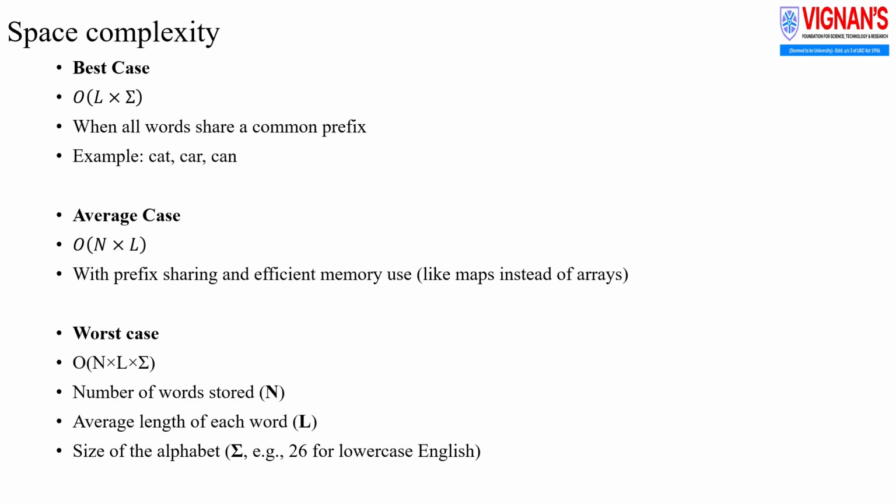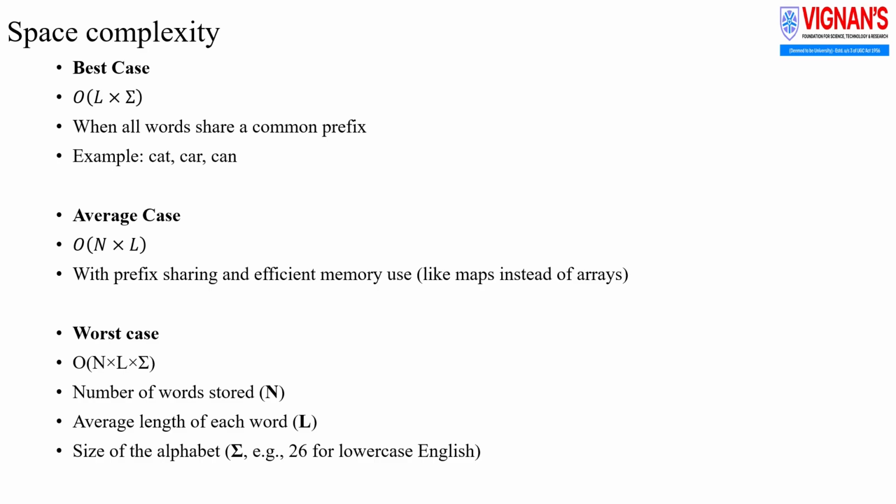In the average case, the space complexity is O(N times L), where N is the number of words and L is the average length of each word. Prefix sharing reduces redundant storage, especially when optimized data structures like maps are used instead of fixed-size arrays.